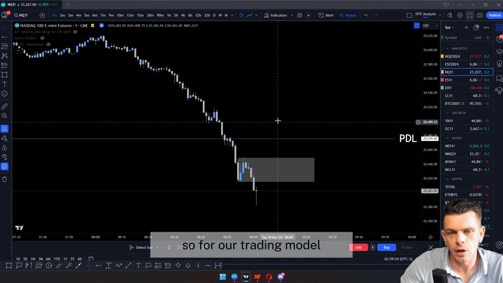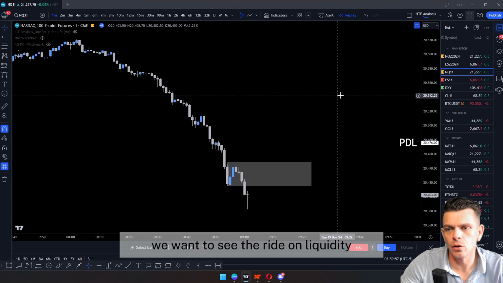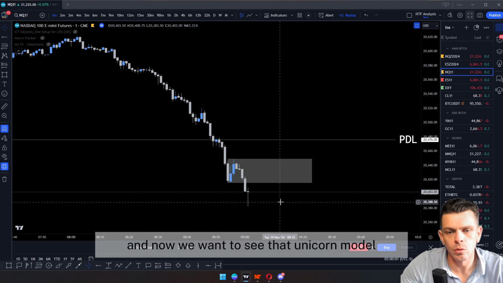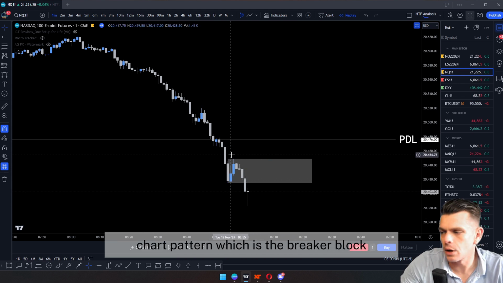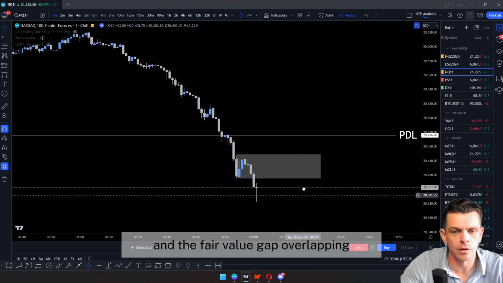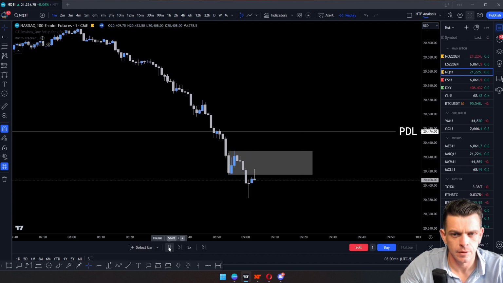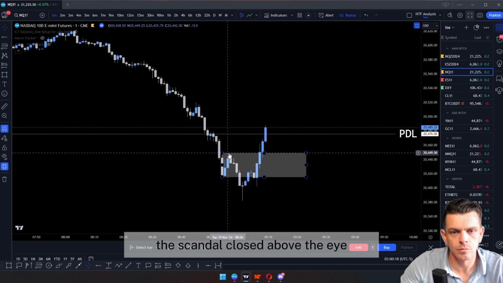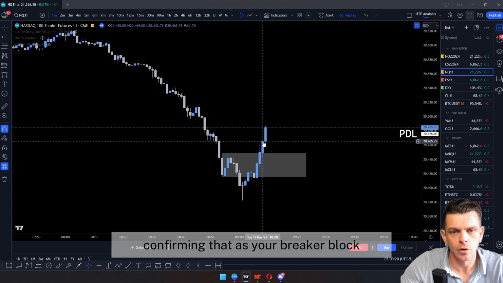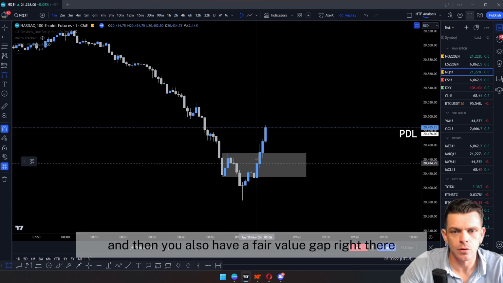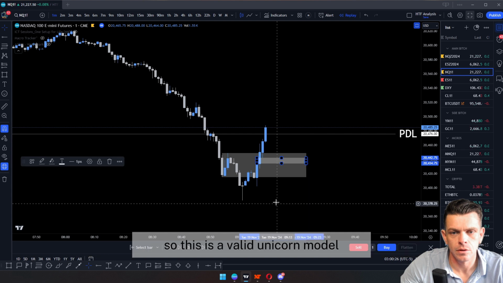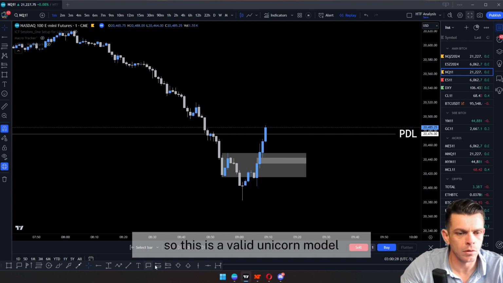So for our trading model, we want to see the raid on liquidity. So we have that. And now we want to see that unicorn model start to print, which is the breaker block and the fair value gap overlapping. All right, so right there, this candle closed above the high, confirming that as your breaker block. And then you also have a fair value gap right there. So this is a valid unicorn model.